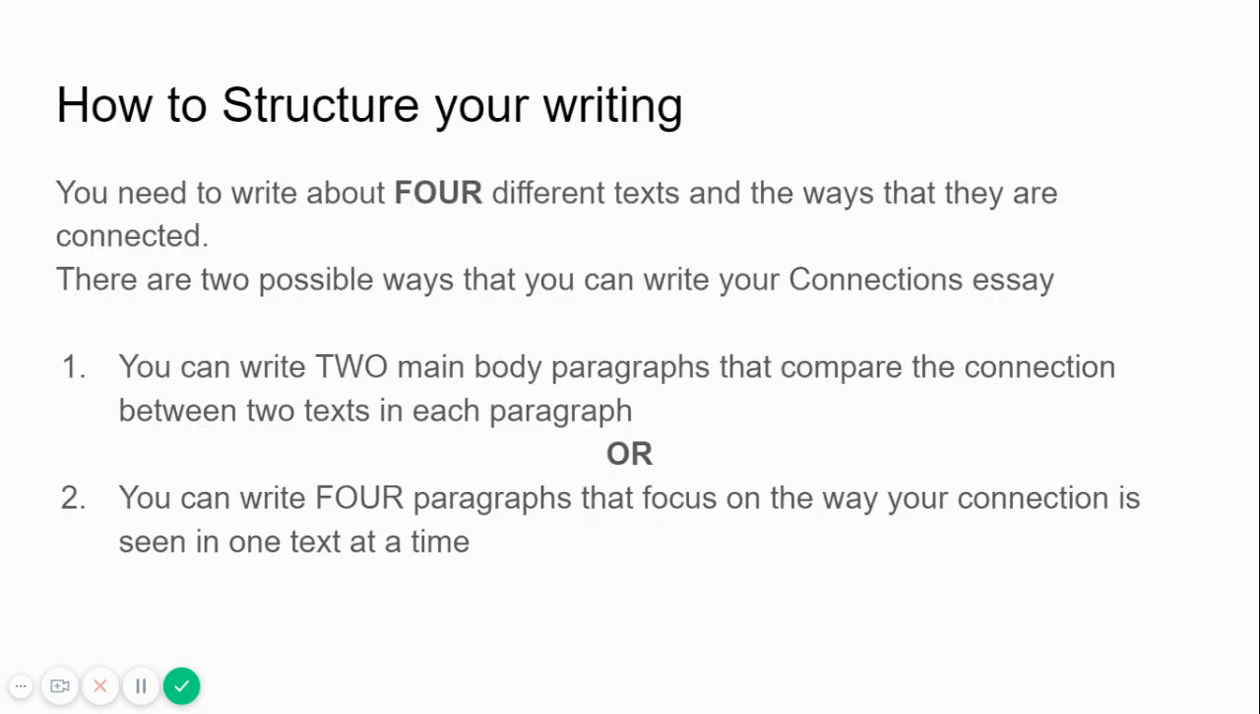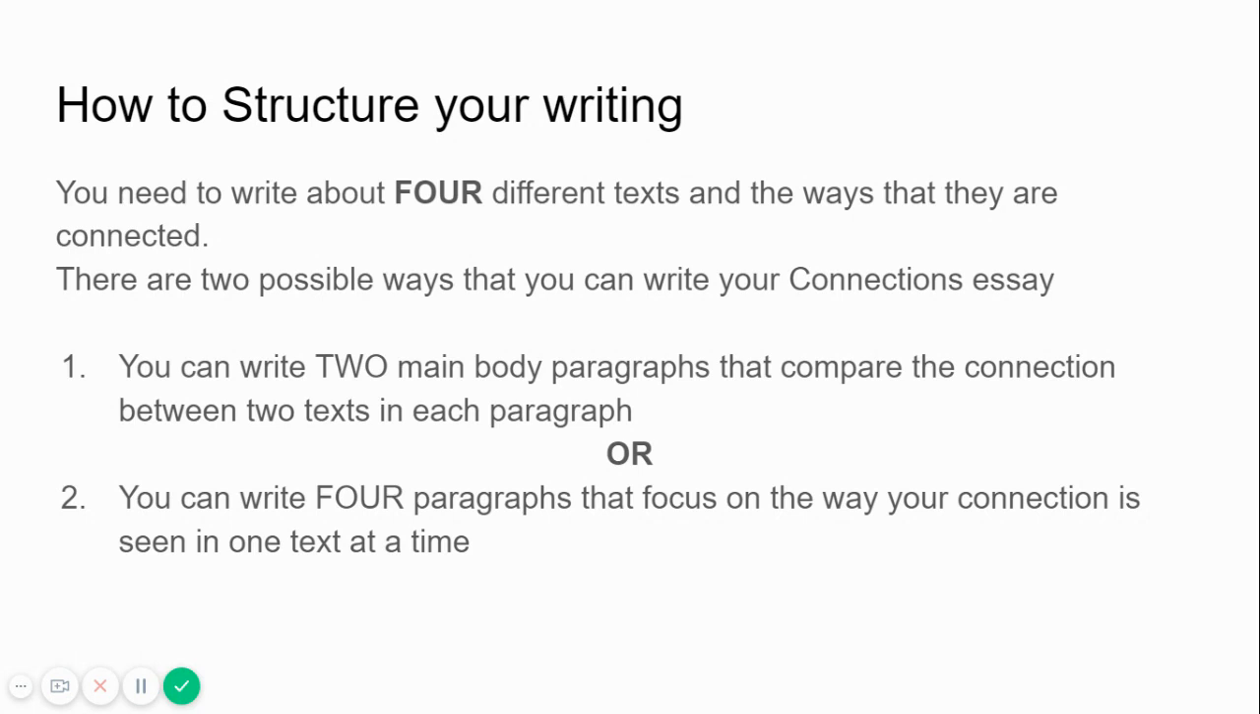When you're structuring your writing for your connections essay, if you have chosen to do a written response for your submission, you need to be aware that you have to write about 4 different texts and the ways that they're connected. There are 2 possible ways that you can structure your connections writing. One of them is to have 2 main body paragraphs that compare the connections between 2 texts in each paragraph, and another is to have 4 paragraphs that have 1 text per paragraph.